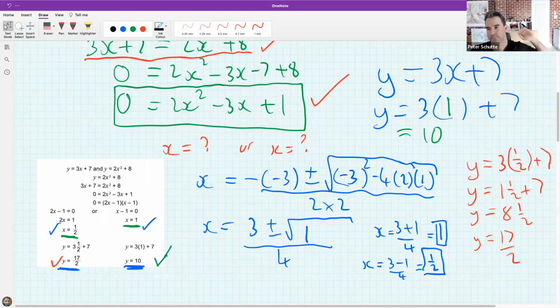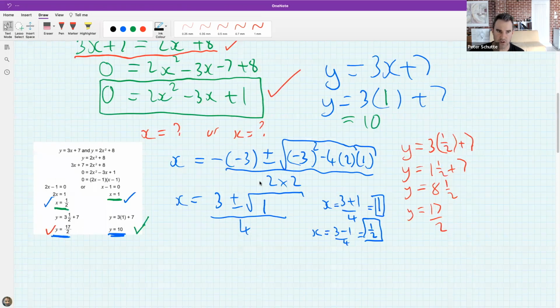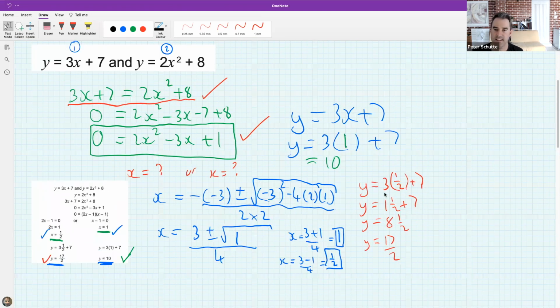Hello, sir. So I was asking if we can write our values in coordinate form. It depends on what the question says. Normally they say list it in coordinate form or give the intersection point, because this simultaneous solution is also the intersection point. So in this case, you'd normally write it as x equals, y equals.